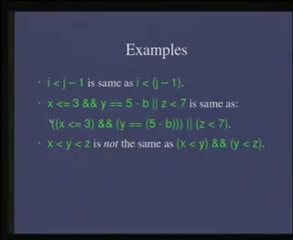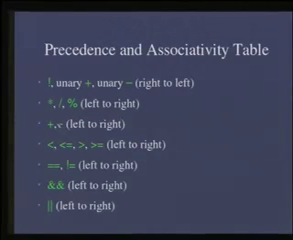Okay, let's look at a slightly more complicated expression this time. This expression is x less than equal to 3 and y equals 5 minus 3 or z less than 7. The different operators in this expression are less than equal to, equals, minus, and, or, and less than. If you go back to the table, you'll see that the minus operator has the highest precedence, followed by less than and less than equal to, followed by equals, followed by and, followed by or, which means that the operators are going to be evaluated in this order.